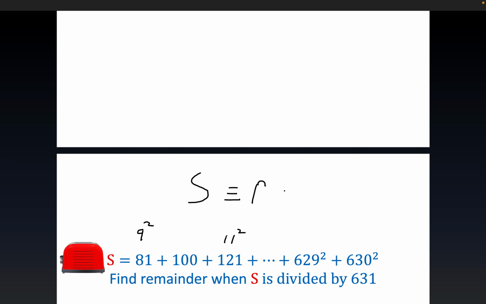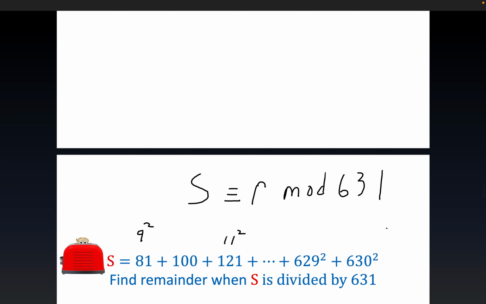Another way of stating this is we're trying to find R, where S is congruent to R mod 631. And mod 631 is equivalent to just finding the remainder when you divide a number by 631. Now notice if you divided 400 by 631, you get a remainder of 400 trivially, right? So this is going to be a much larger number. Now, what does this really mean?